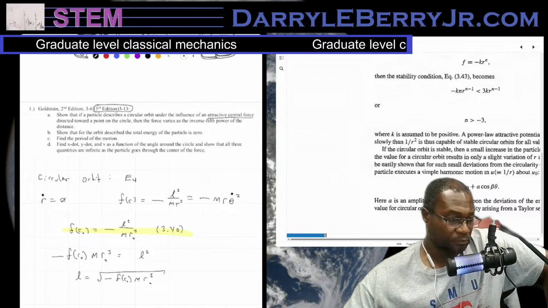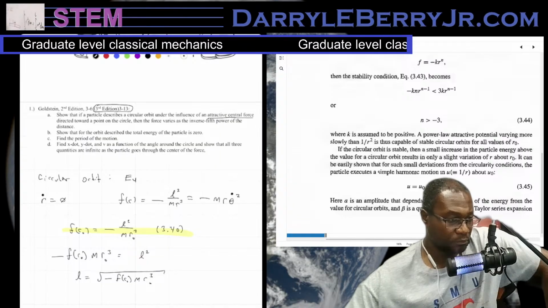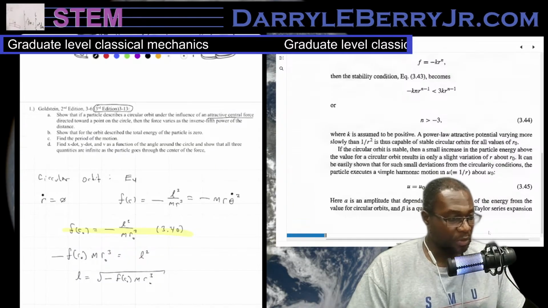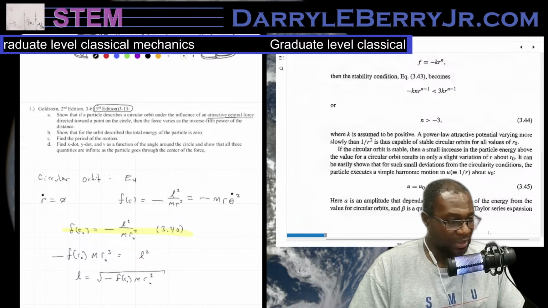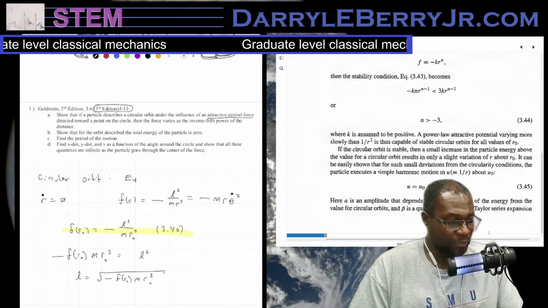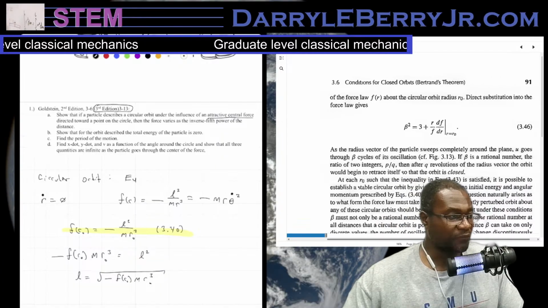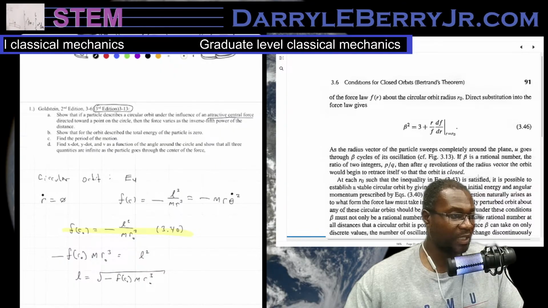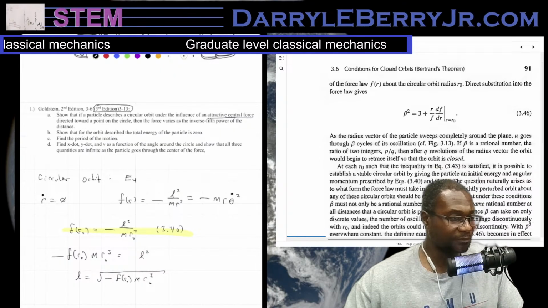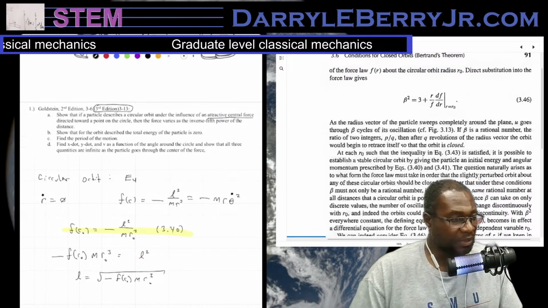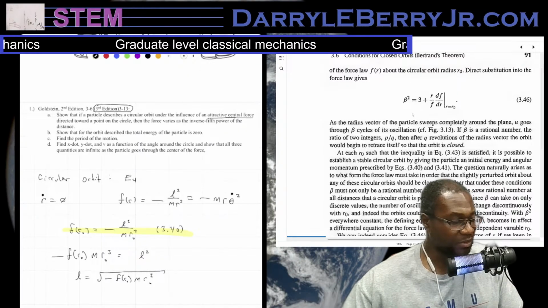If the circular orbit is stable, it can be easily shown that for small deviations from the circular conditions, the particle executes a simple harmonic motion in u equals 1 over r about u naught. Here, a is an amplitude that depends on the deviation of the energy from the value of the circular orbits, and b is a quantity arising from a Taylor series expansion of the force law F(r) about the circular orbit radius r naught. Professor did this in class. Direct substitution into the force law gives that as the radius vector of the particle sweeps completely around the plane, u goes through b cycles of its oscillations. If b is a rational number, the ratio of two integers, p over q, then after q revolutions of the radius vector, the orbit will begin to retrace itself, so the orbit is closed. So a slightly eccentric orbit is still closed.